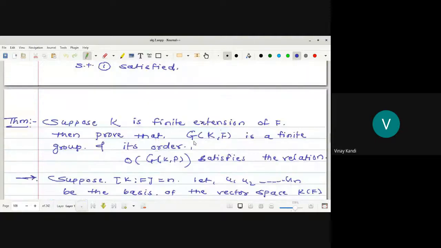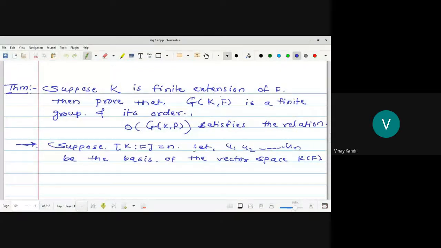Suppose K is a finite extension of the field F, then prove that G(K,F), the group of all automorphisms of K which leaves every element of F fixed, that is relative to F, is a finite group, and its order satisfies the relation.